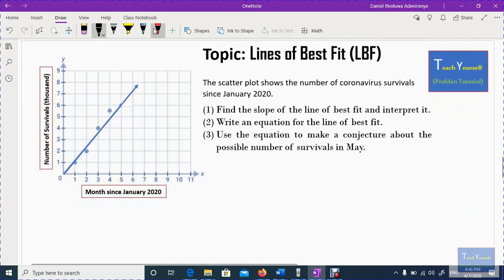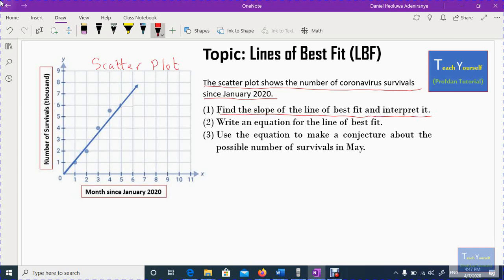Okay, let's look at this example. We have a graph plot at the left side, which is this. Let's say these are scatter plots. And on the right, we have the question that reads, the scatter plot shows the number of coronavirus survivors since January 2020. I beg your pardon, for the sake of this video, this is not real data. I'm just using this for explanation purposes. The first question says, find the slope of the line of best fit and interpret it.